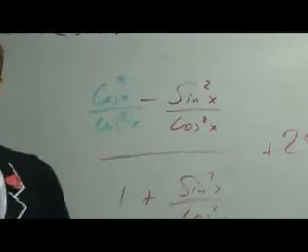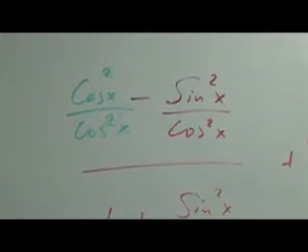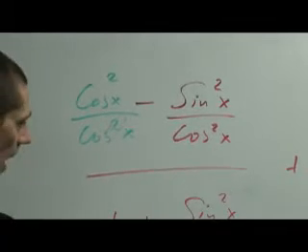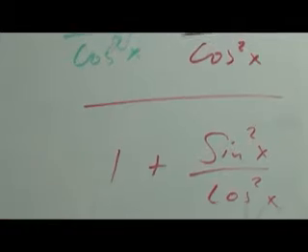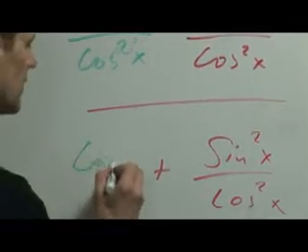Is that green coming through? Is that okay? So let me, once again, show you here. I want a common denominator. I got cosine squared x. So 1 is cosine squared x divided by cosine squared x.